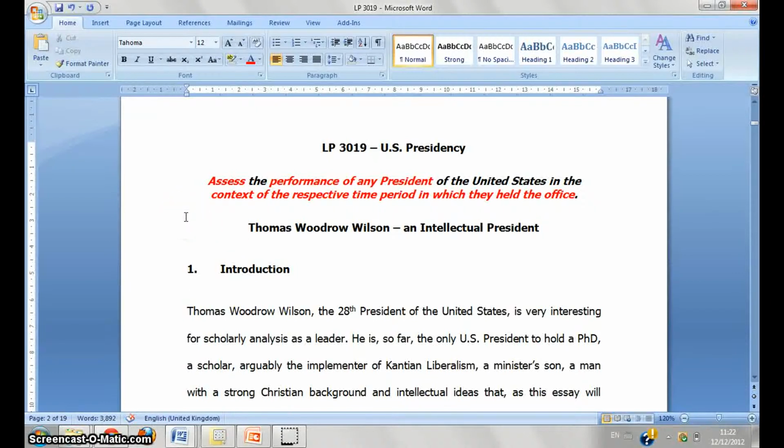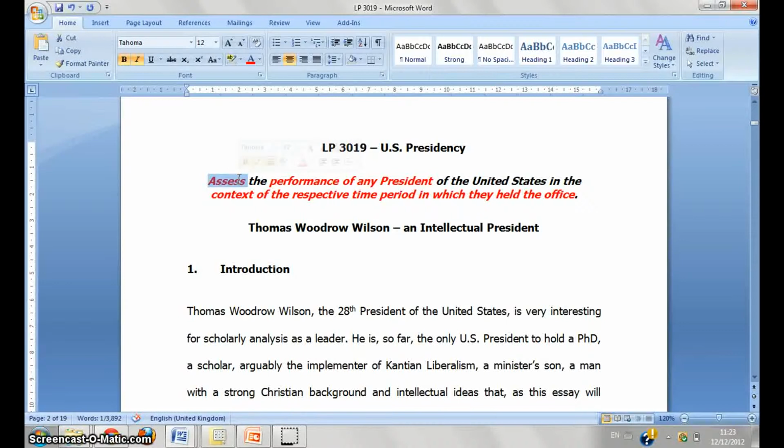So if you follow the cursor, the object of the study naturally is the performance of any president of the United States. And I chose Woodrow Wilson, an intellectual president as I call him. The context of the study is also obviously stated in the essay question. It's the context of the respective time period in which Woodrow Wilson held the office. In this case, it's from 1913 to 1921. So it's a very defined time period.